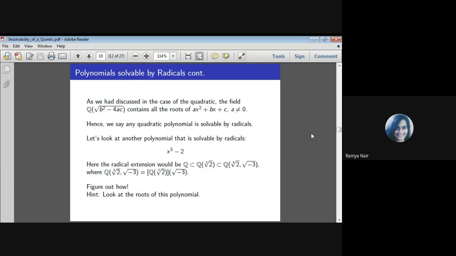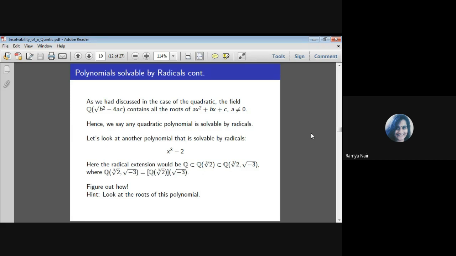So let's look at another polynomial: x cubed minus 2. Here I am claiming that the extension Q contained in Q adjoined cube root of 2, contained in Q adjoined cube root of 2 and square root of minus 3, where that last field is nothing but square root of minus 3 adjoined to the previous field. I'm claiming that all the roots of x cubed minus 2 are contained in that last field.